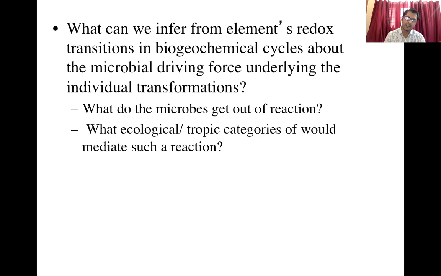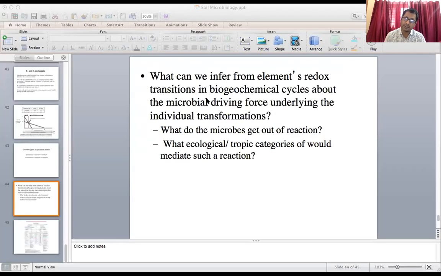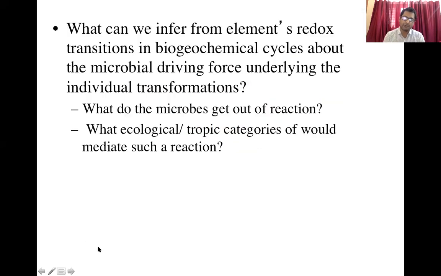Let's think about an anaerobic environment. What kind of communities will grow there? That will depend on a number of things, as I told you. It will depend on what compounds are present there, what microbial communities are present there, what transformations will take place, and what microbes get out of all those redox reactions. Are these dissimilatory reactions or assimilatory reactions? How do these microbes get adapted to their environment? What ecological trophic category would mediate such reactions?